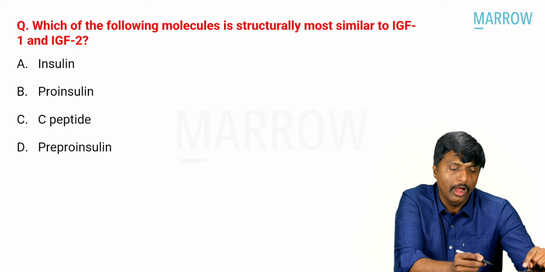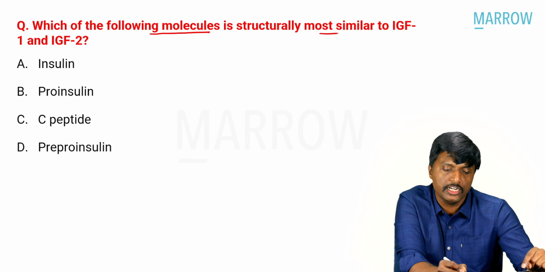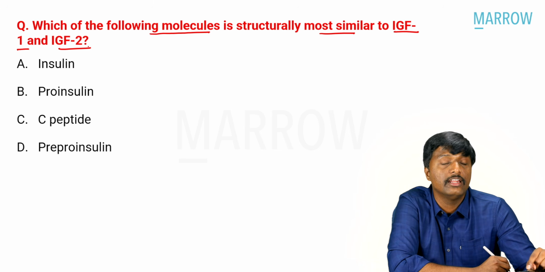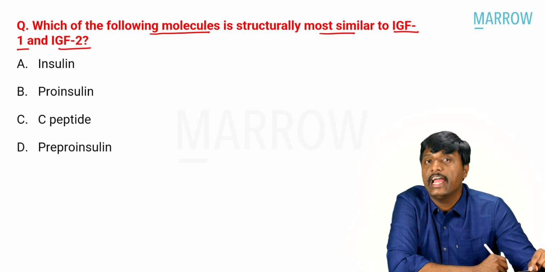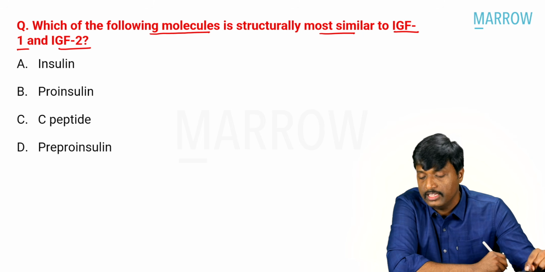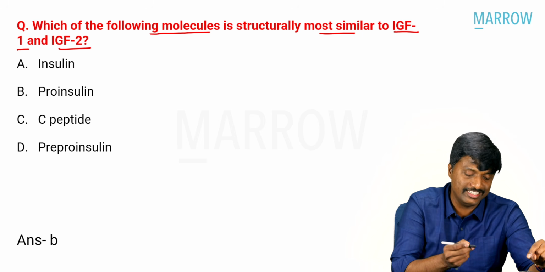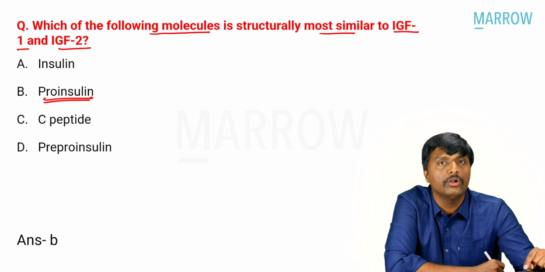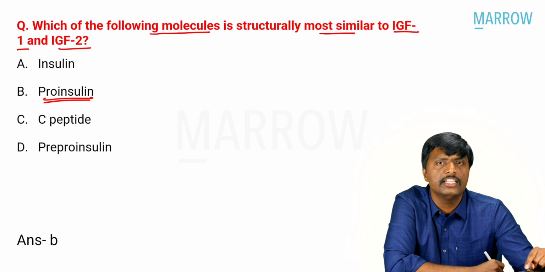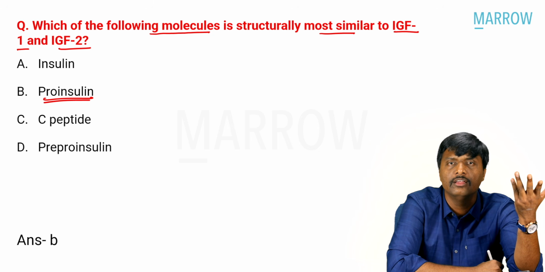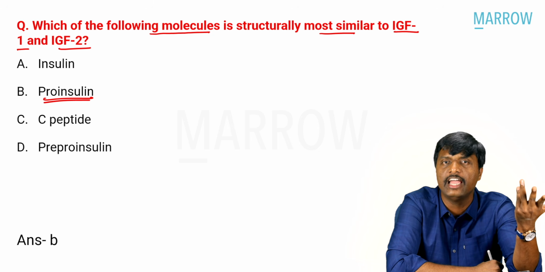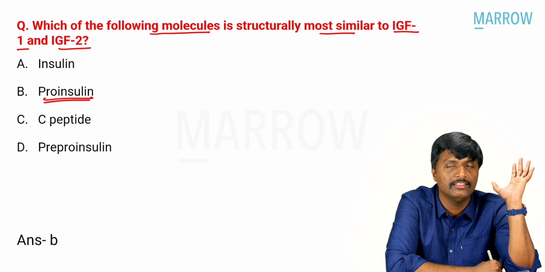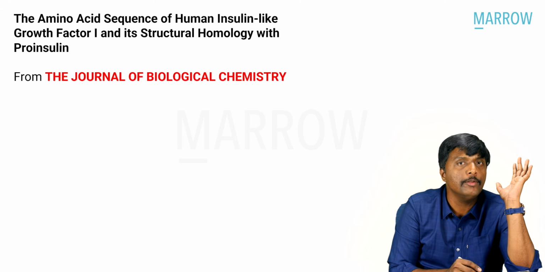Next question. Which of the following molecules is structurally most similar to IGF-1 and IGF-2? Again, a very interesting question. The answer for this is not insulin. It is pro-insulin. They are structurally very similar to pro-insulin. What is the reference for this, sir? Very simple. How to find out the reference? Who discovered the structure of IGF-1 and IGF-2? Very simple. Rinderknecht and Hummel. The scientist names are Rinderknecht and Hummel.